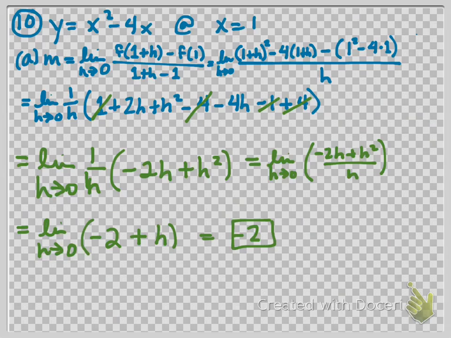That is the slope of this parabola at 1. Okay? You've done the nasty part. Everything else is easy in this problem. That was fun. Okay? So now we're going to go to part B.